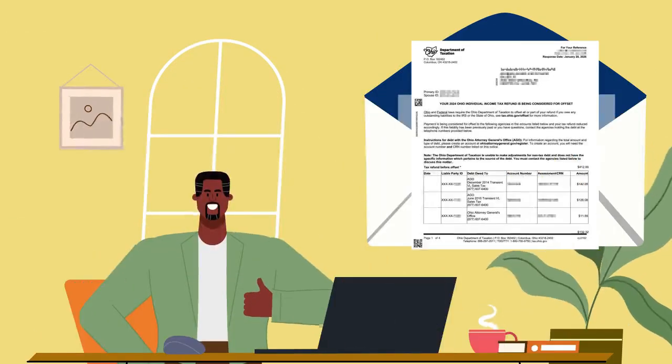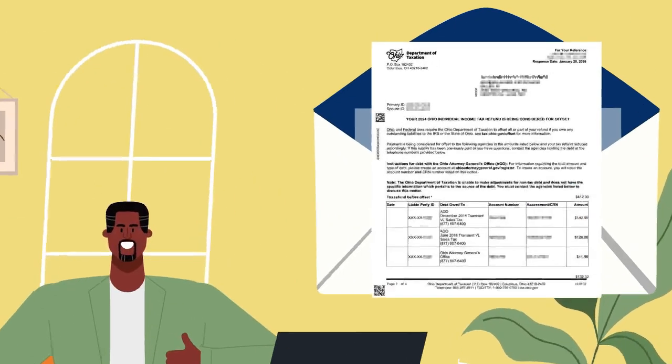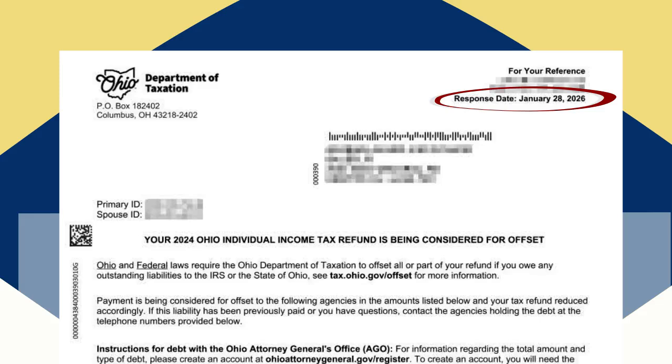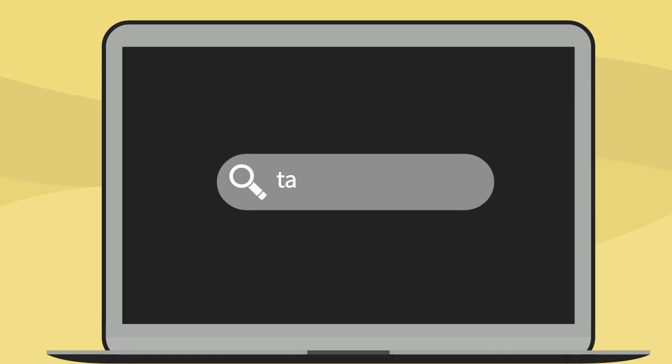If this worksheet is completed correctly and submitted before the deadline on your notice, this amount will not be subject to offset and will be refunded to you, along with any applicable interest. To submit the form electronically, go to tax.ohio.gov/NLS.